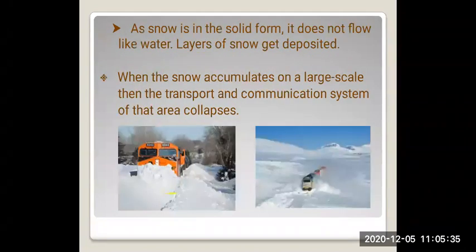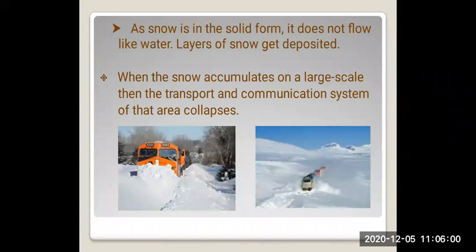You can see the image here. How the tree has been stuck in between over there. Yes, so we cannot communicate, and the transport system will also not be available due to the snow in that area on a large scale.